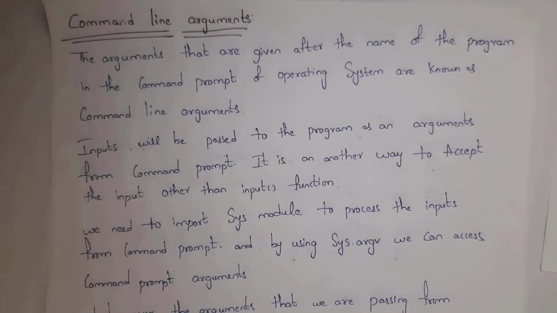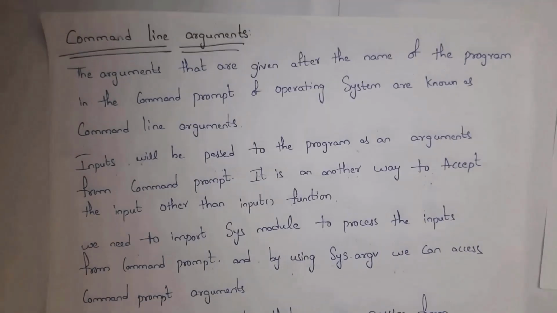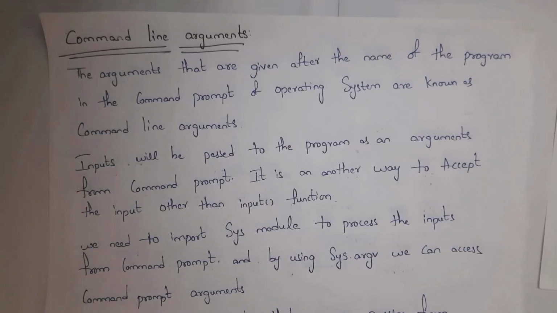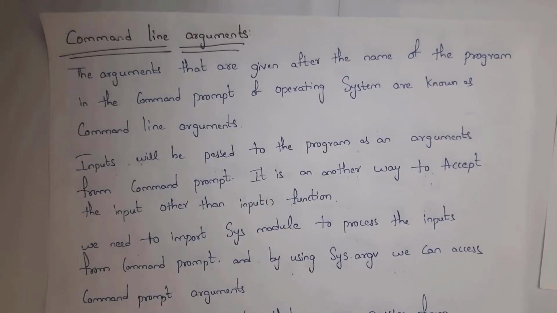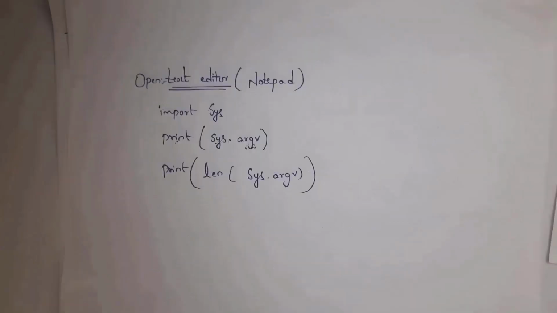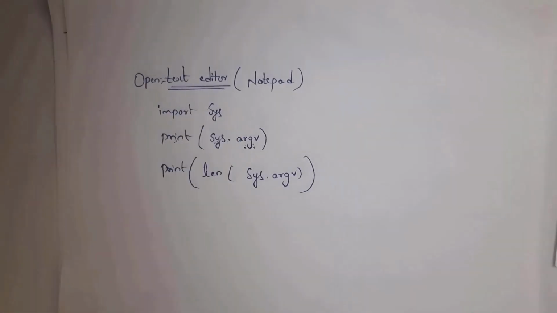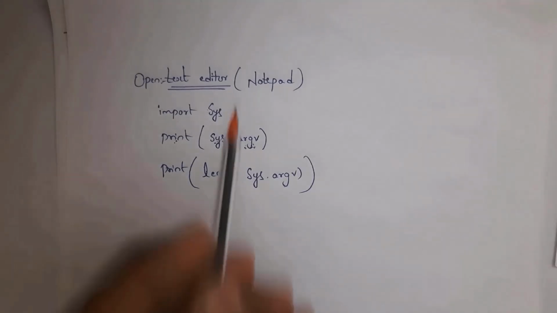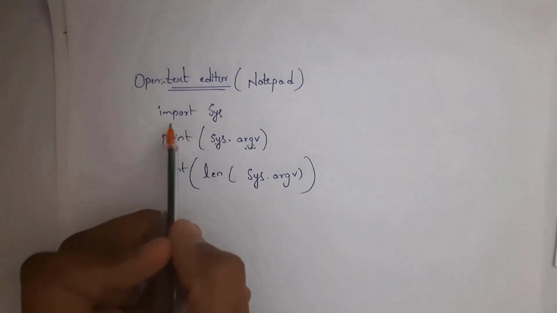Next I will explain command line arguments in Python. Normally we will give inputs by using the input function. But whatever the inputs that you give on the command prompt, we call those inputs as arguments. And for command line arguments, you need to import sys module. I'll give one example. At first, you need to open any text editor like Notepad. And inside Notepad, you need to write import sys. By using the import keyword, you can import any module. I want to import sys module. So I just written here import sys.